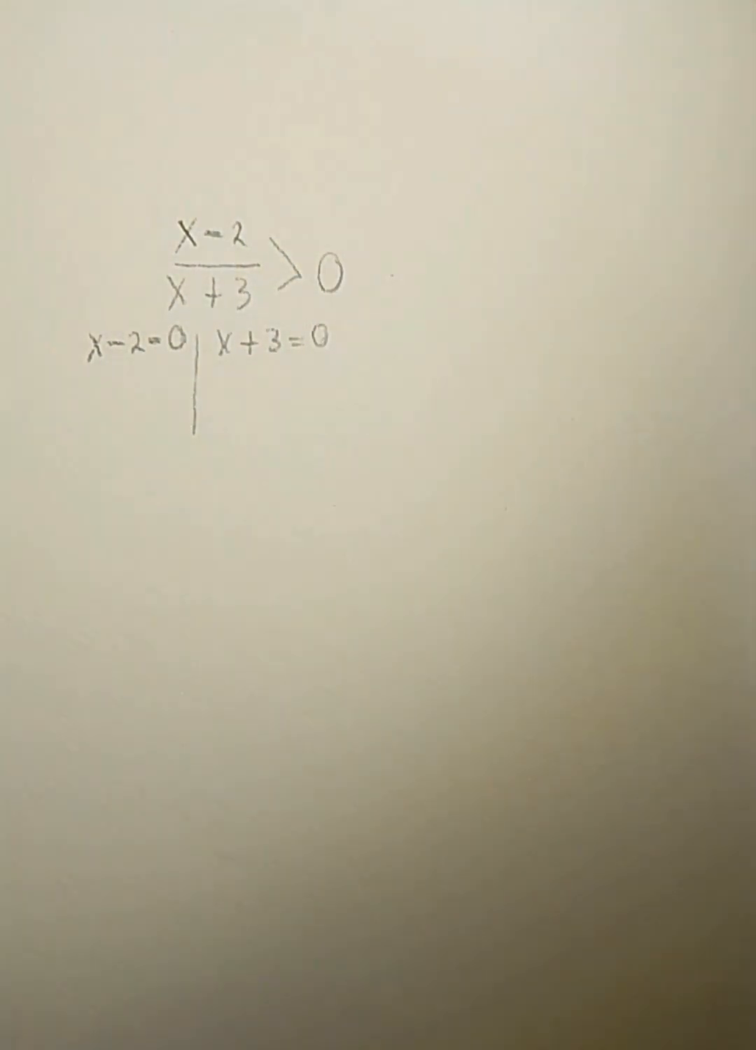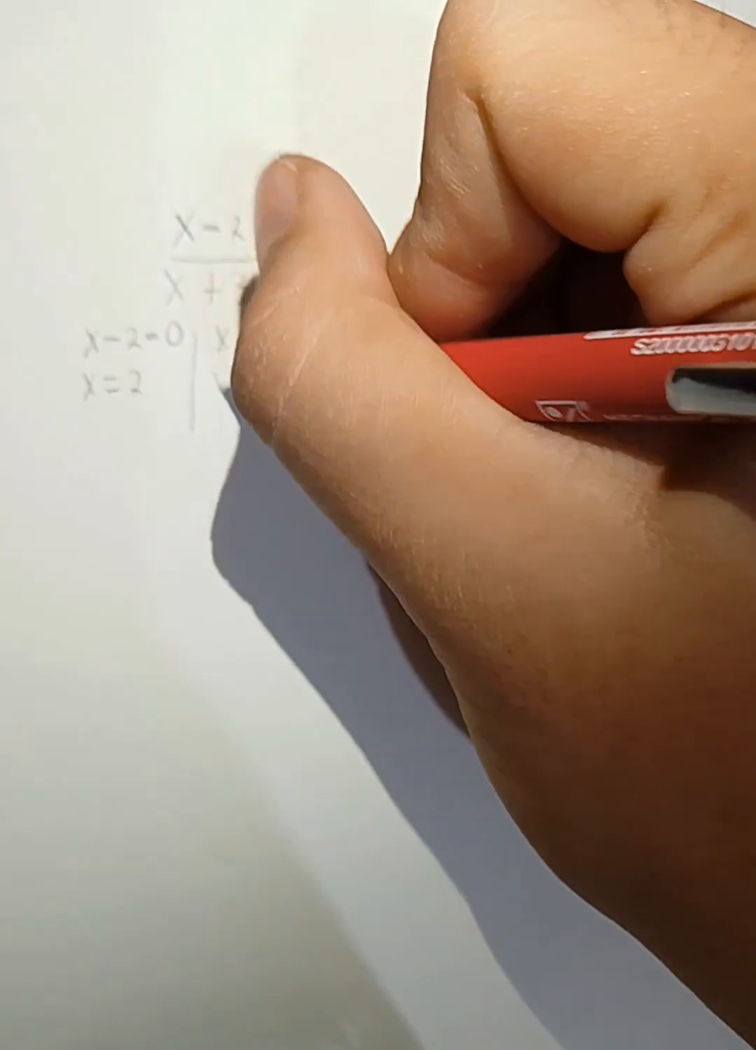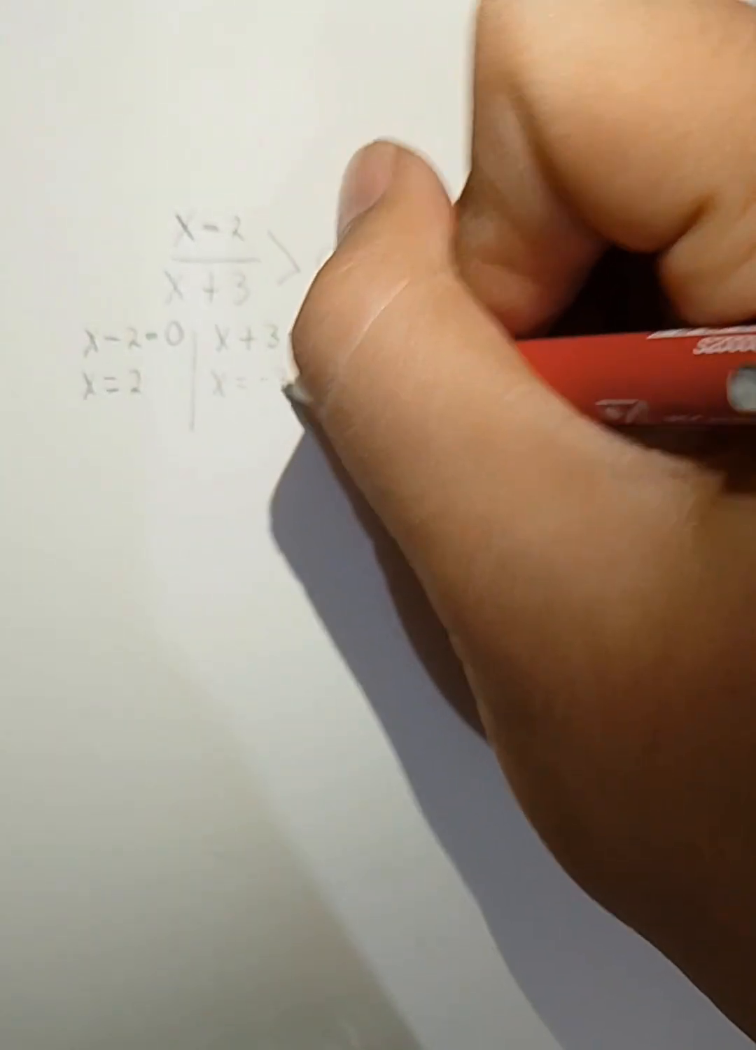Keep in mind that when getting the critical values, negative becomes positive and positive becomes negative. Therefore, our negative 2 becomes positive 2, and our positive 3 becomes negative 3.